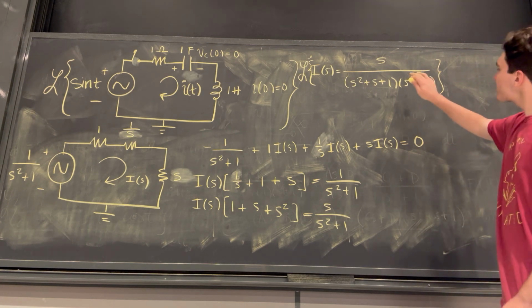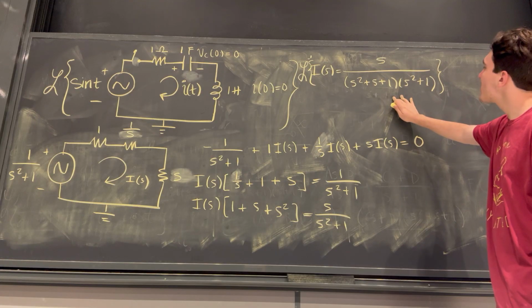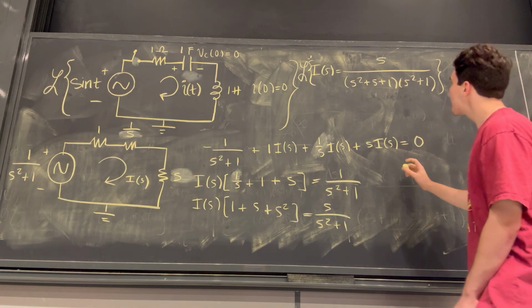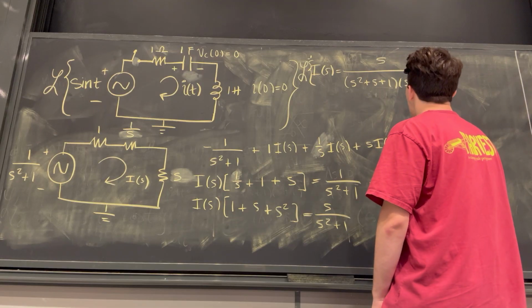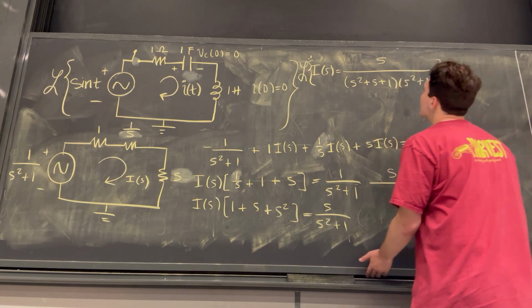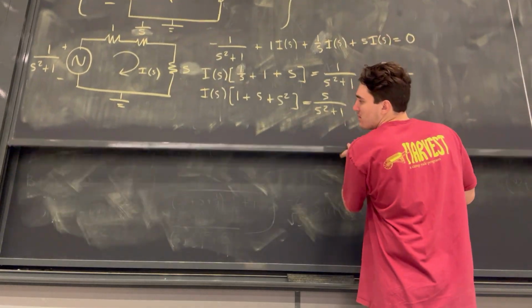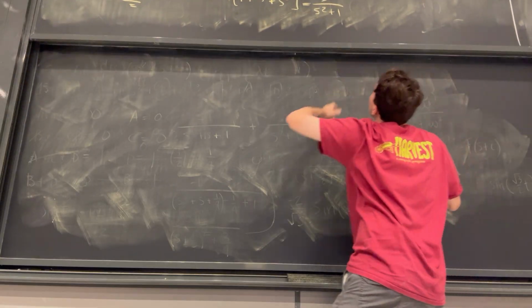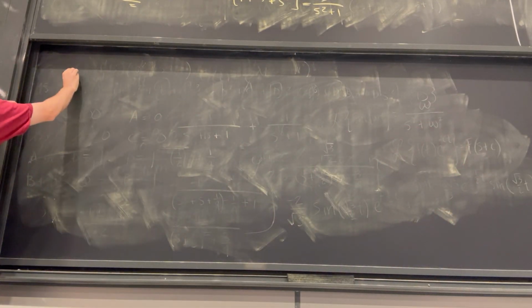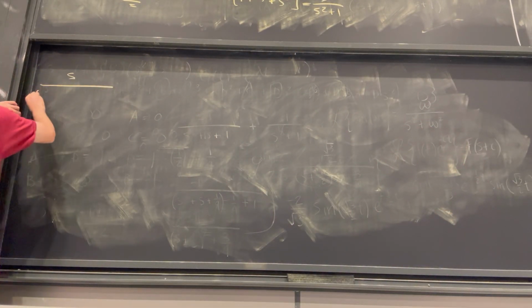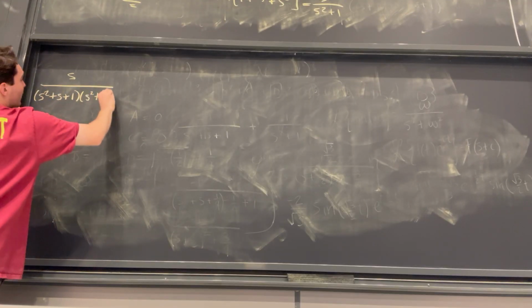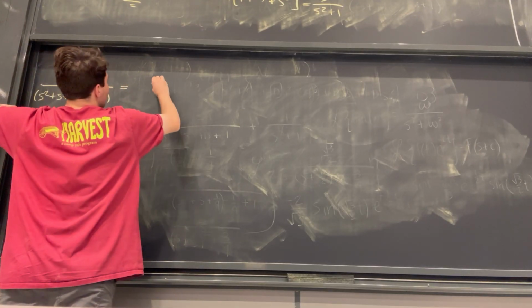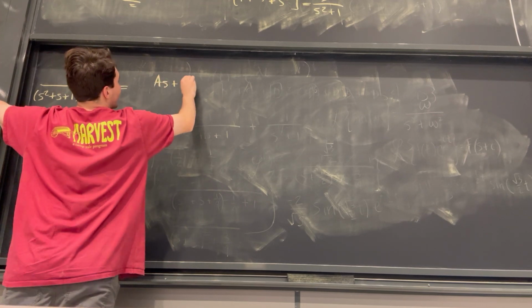So I need to convert this using partial fractions into something that's going to look like, oh, actually, let me just do this on the second board here. So I want to convert something that looks like this into a fractional decomposition that looks like this.